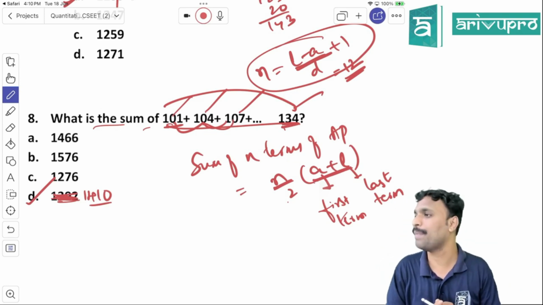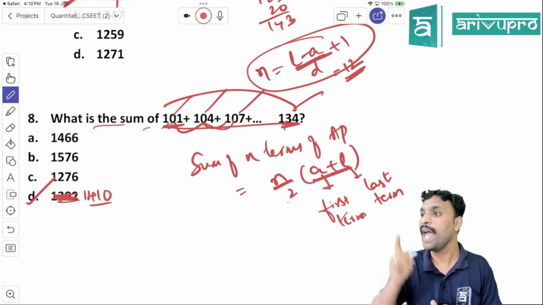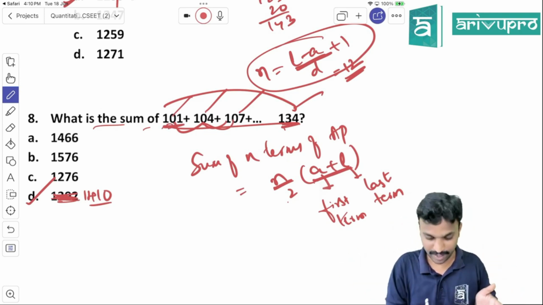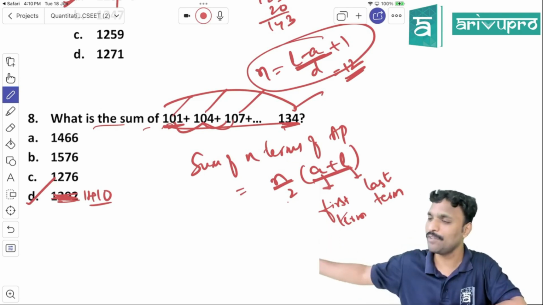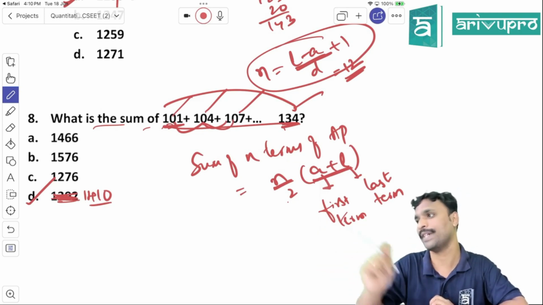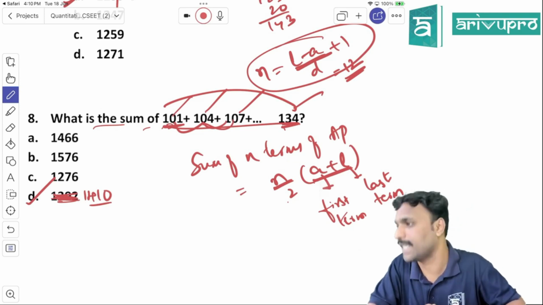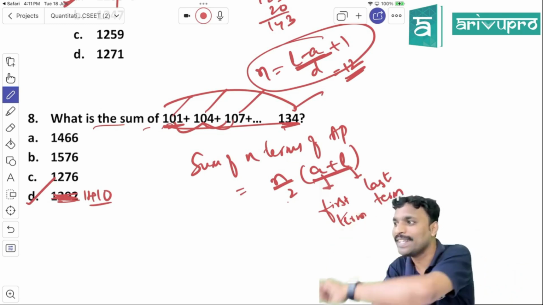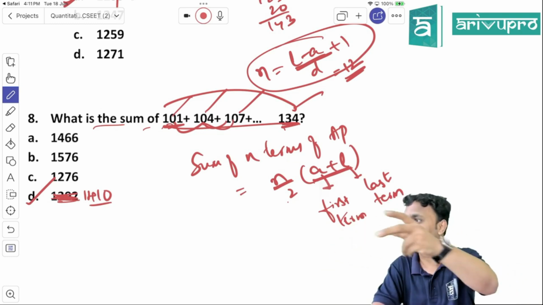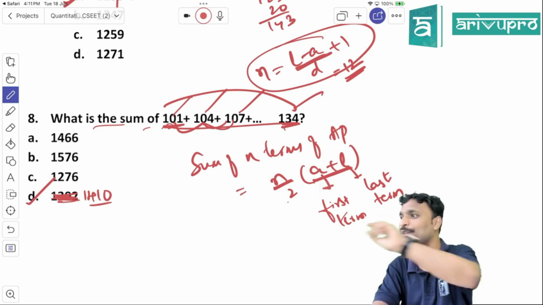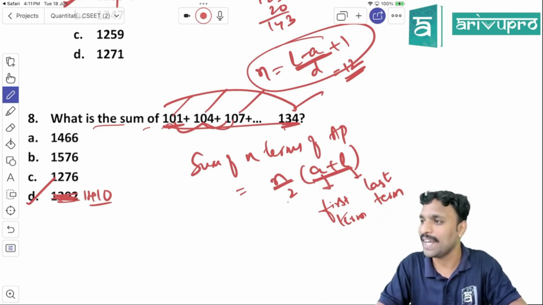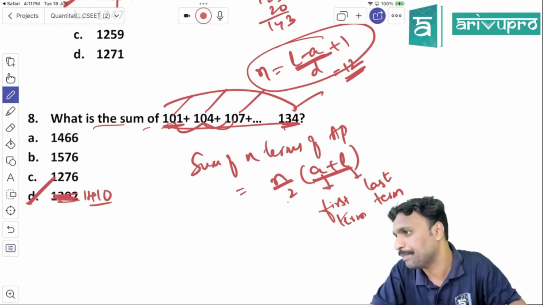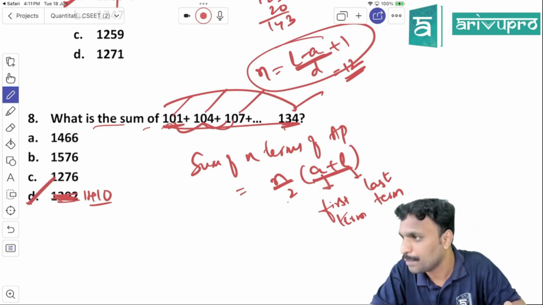Now A plus L. A is 101. L is 134. 100 plus 100 is 200. Now 34 plus 1 is 35. So 235 has to be multiplied with 6. How to do 235 into 6? 200 into 6, 1200. 30 into 6, 180. 1380. And 5 into 6, 30. So 1380 plus 30 is 1410. Option D is the answer. Purida.